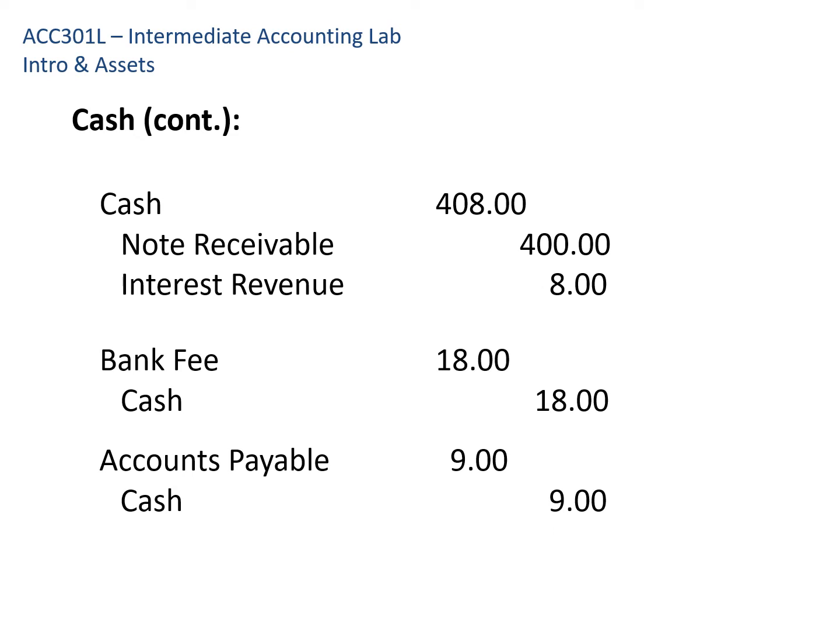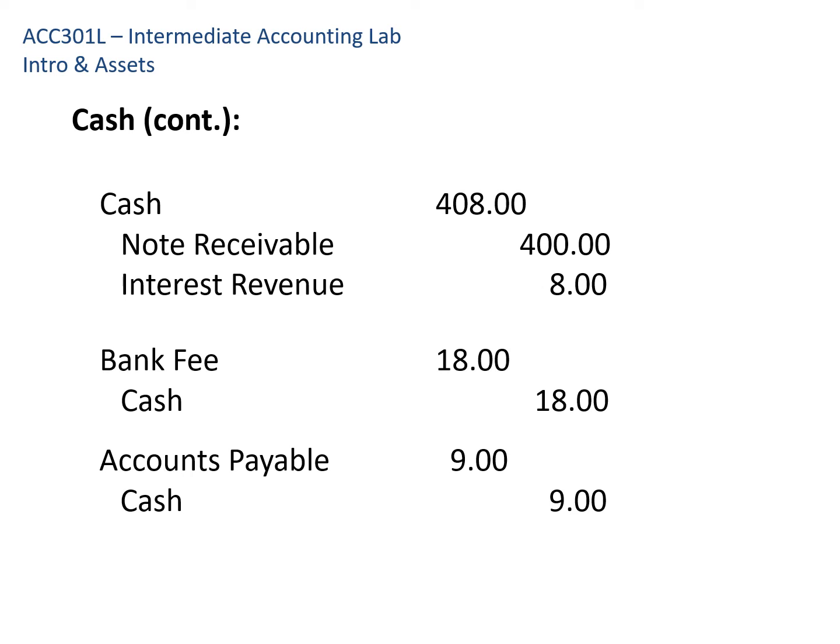Okay, the entry you should have made is you would have debited cash for $408 for the additions to the company balance, and you would credit note receivable for $400 to reduce the note. We received a payment against it, and to recognize the $8 of interest revenue. So that would be the first entry.